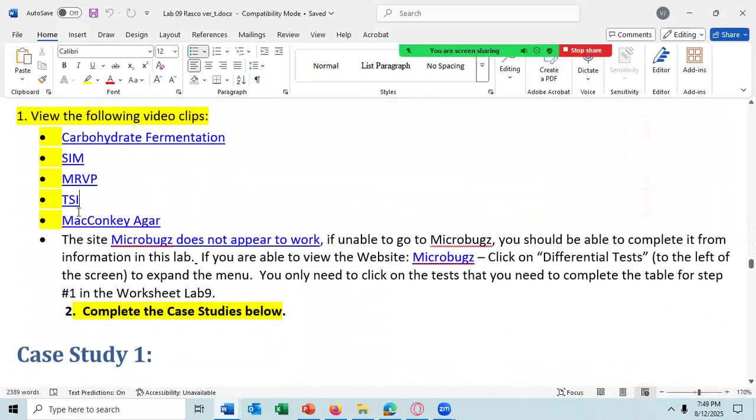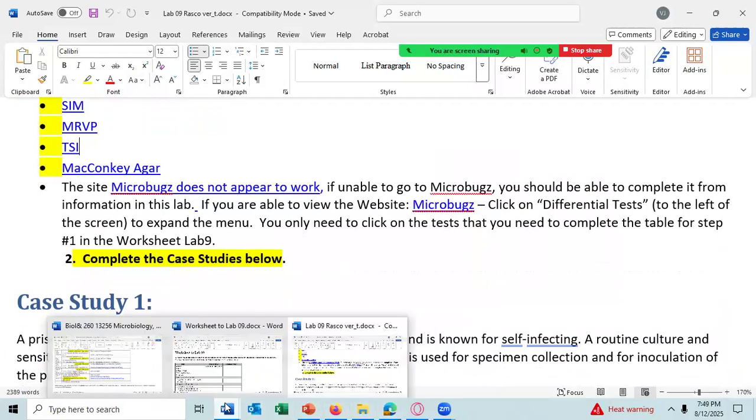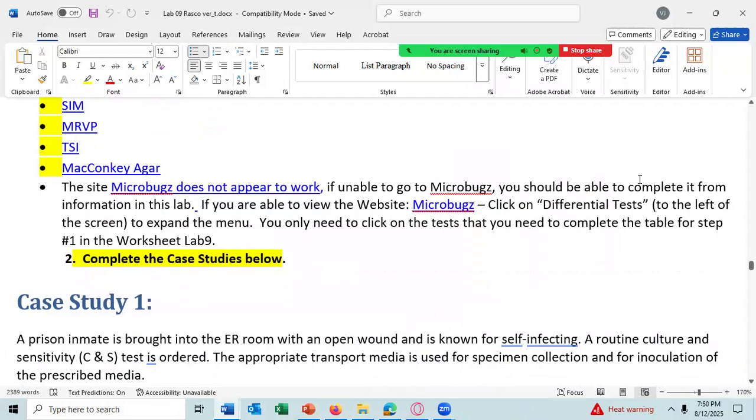All right, we have a video on triple sugar iron. We have another video on MacConkey's agar. Unfortunately, I don't have one on HE agar, but it's very similar to MacConkey's. And then use the information in this lab module and previous lab modules to complete the worksheet for lab 9, which I got here.